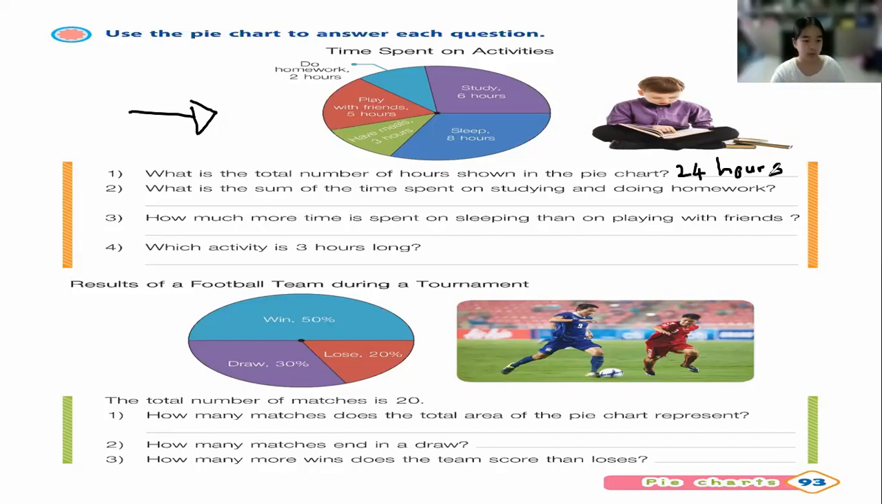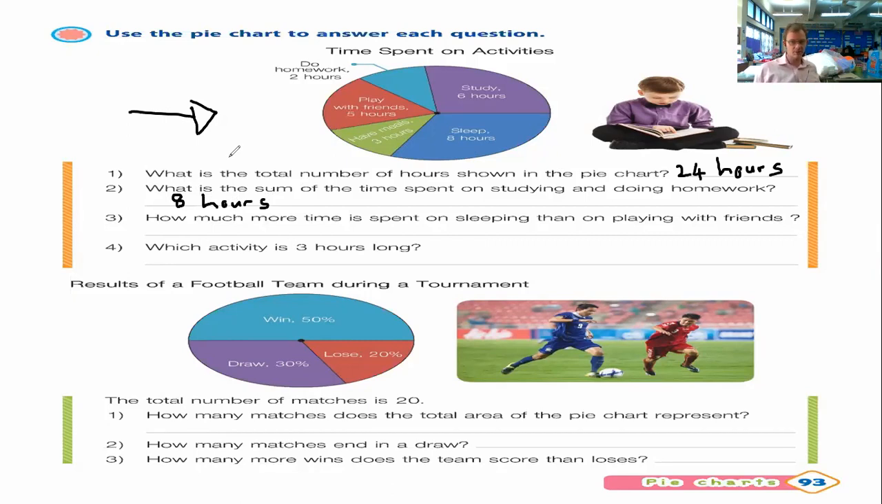8 hours, because we have to do the homework plus we have to study, so we add them together. 8 hours. Excellent. Thank you very much for those answers. The next one, how many more time is spent on sleeping than on playing with friends? What do we need to do to answer this question? Can we read one more time? How much more time is spent on sleeping than on playing with friends?